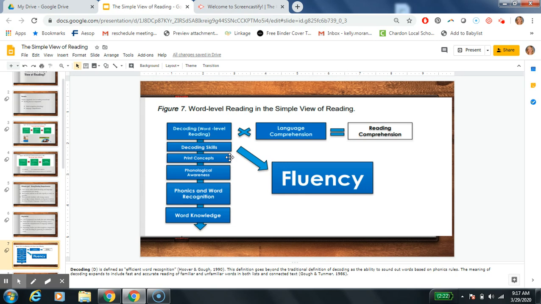The definition goes far beyond just the traditional view of decoding as the ability to sound out words based on phonics rules. The meaning of decoding expands to include fast and accurate reading of familiar and unfamiliar words in both lists and connected texts. So when we're talking about decoding, and understanding print concepts, phonological awareness, the ability to hear sounds, manipulate sounds, understand word patterns and spelling patterns, all of these things blend together and start to weave together so that students become fluent readers.